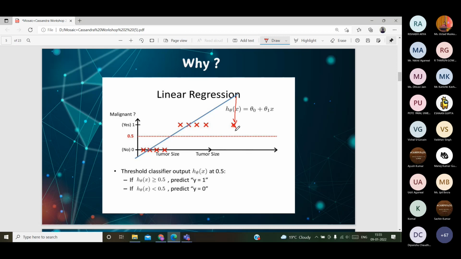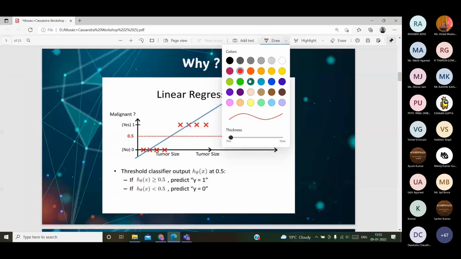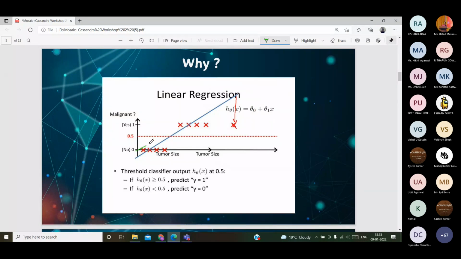And what happens if the error goes high? Whenever the error goes high, linear regression tries to find a new function such that the error is minimum. So what will happen? Let me change the color. This line basically goes now here. So this line converts to this line.